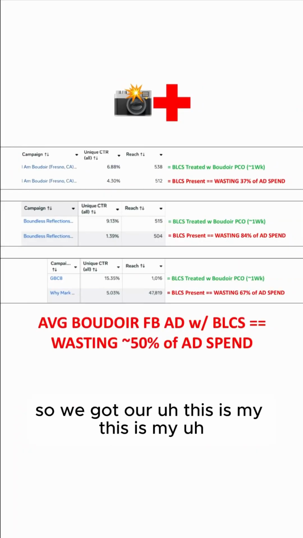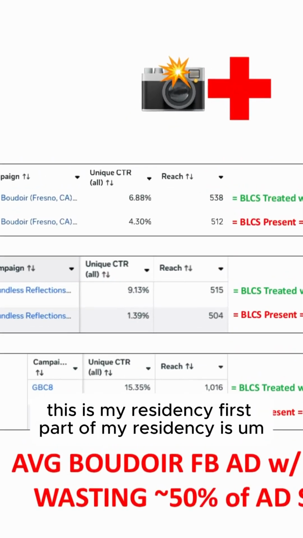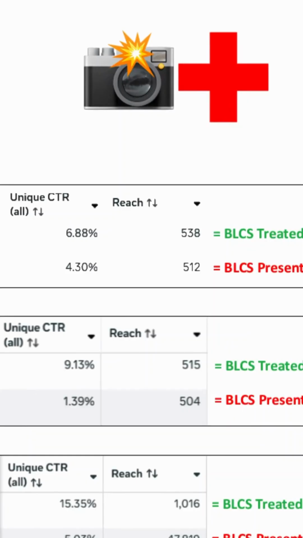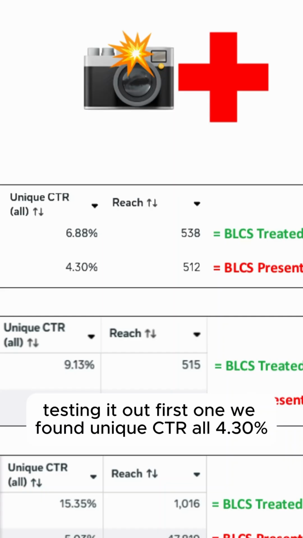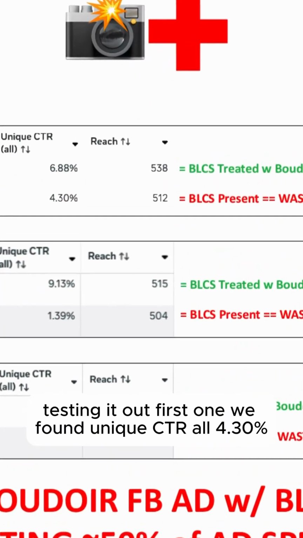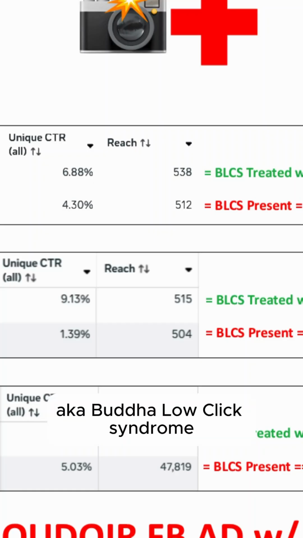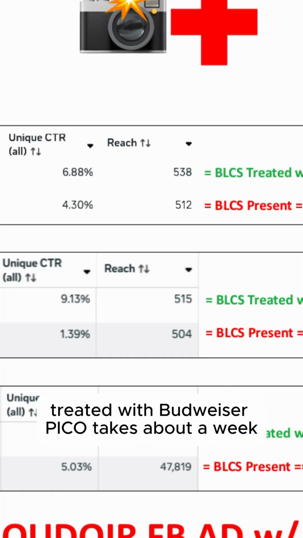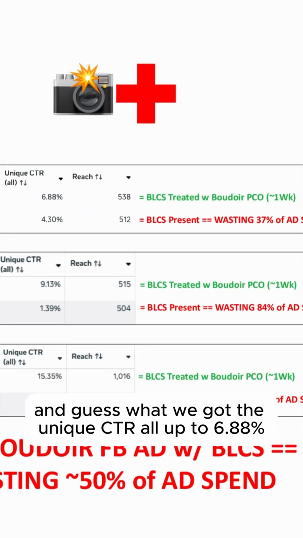This is my residency. The first part of my residency is finding a Boudoir Facebook ad out there, bringing it back to the hospital, and testing it out. The first one we found had a unique CTR all of 4.30%. So with unique CTR all under 6%, we know that BLCS is present, aka Boudoir Low Click Syndrome. So we got the treatment, treated with Boudoir Pico. Takes about a week. And guess what? We got the unique CTR all up to 6.88%.